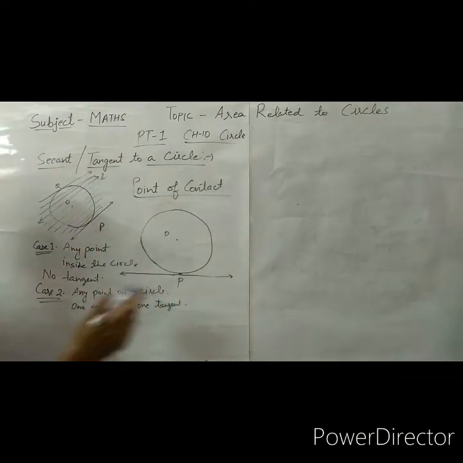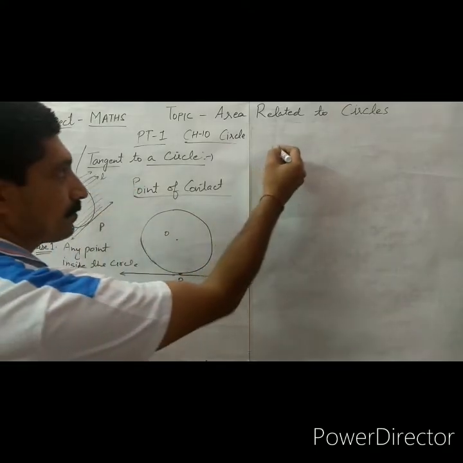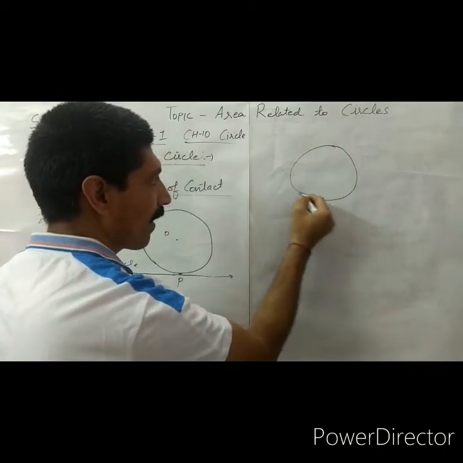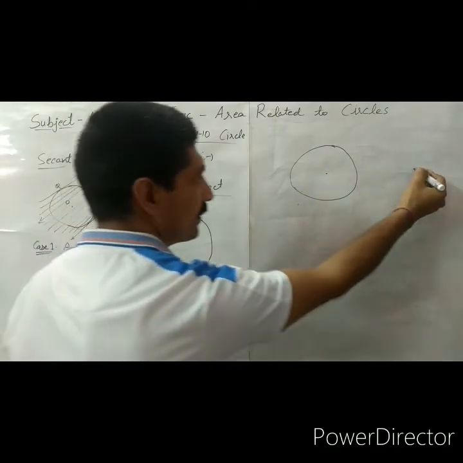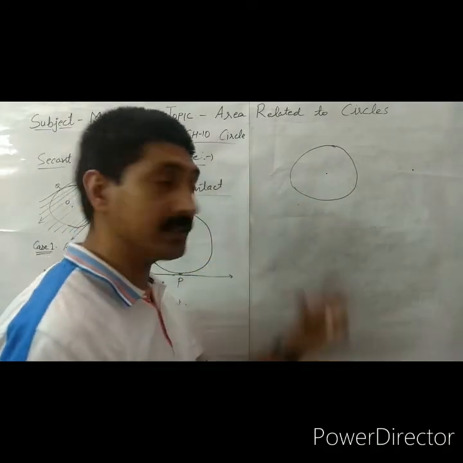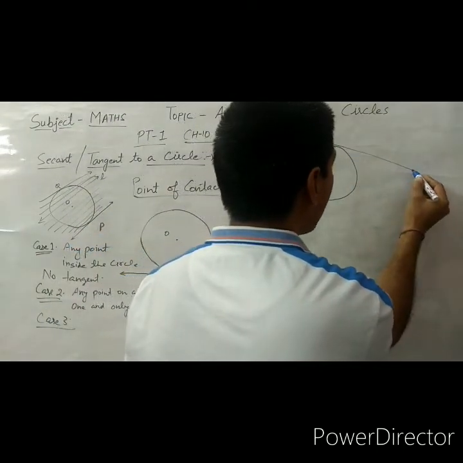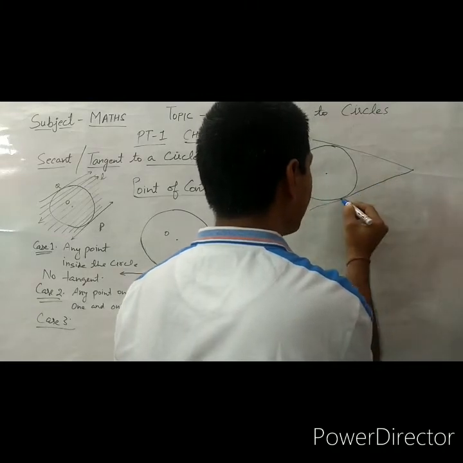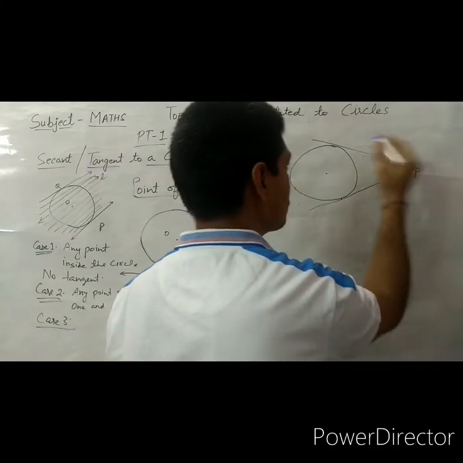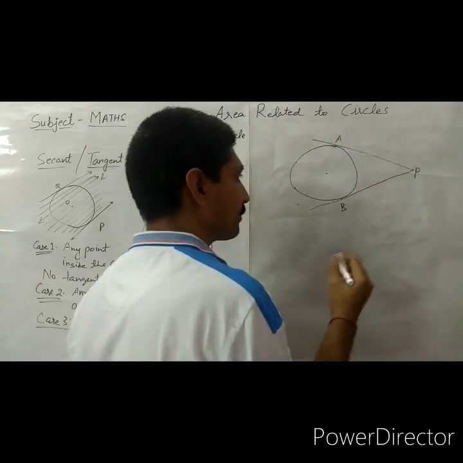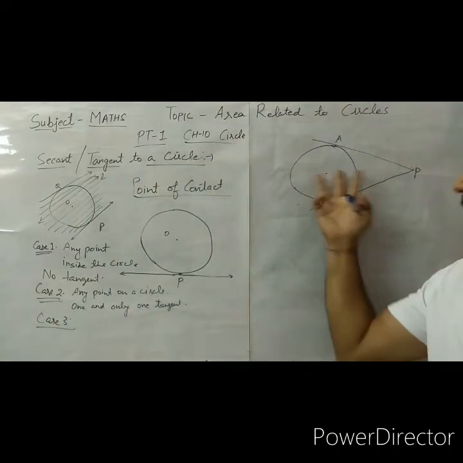And whereas case 3, any point outside the circle. If we have a circle and any point outside the circle, as we have already done in the construction, we can have a pair of tangents. Let this point be P; here it touches at point A and it touches at point B. So this is the third case.